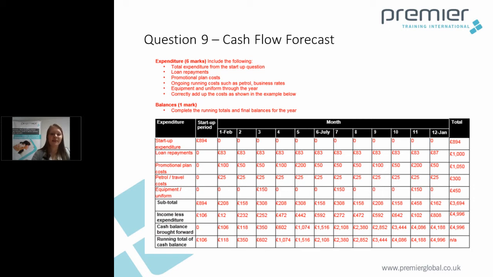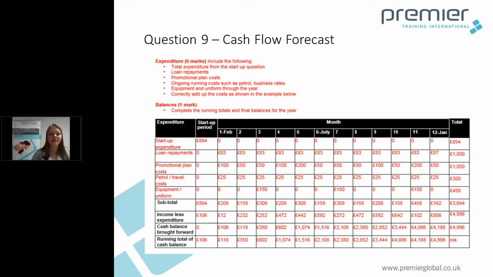So finally, for this expenditure, you need to subtotal your columns. So startup period, we had £894. We haven't got any other expenditures. Therefore, we have a total expenditure of £894 in that startup period.